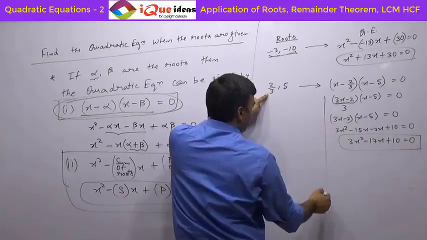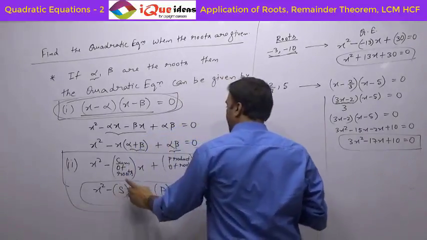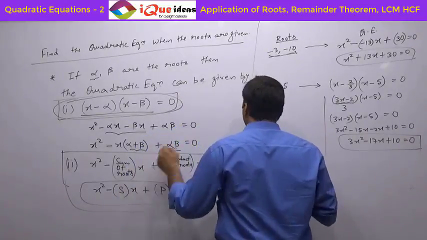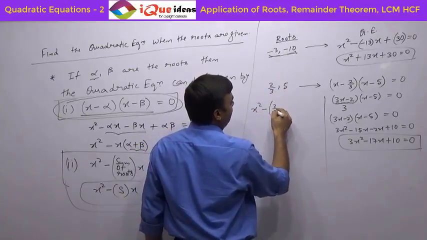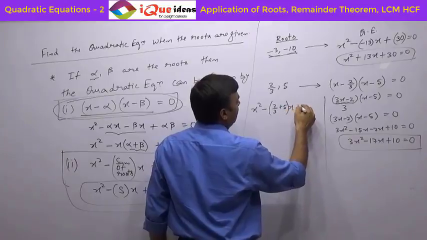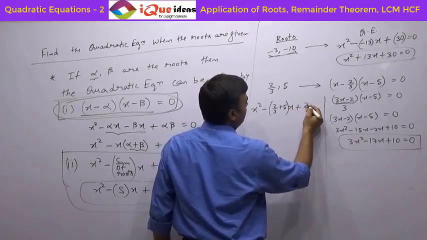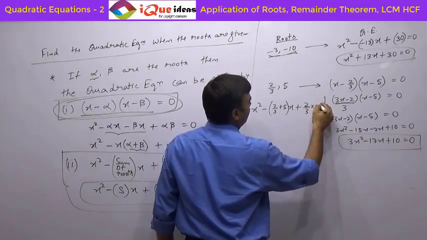This is method 1. Now let's look at the direct method, which is the second method. If I take the second method, it will be x square minus sum of roots, which will be 2 by 3 plus 5, into x plus product of roots, which will be 2 by 3 into 5. That is equal to 0.